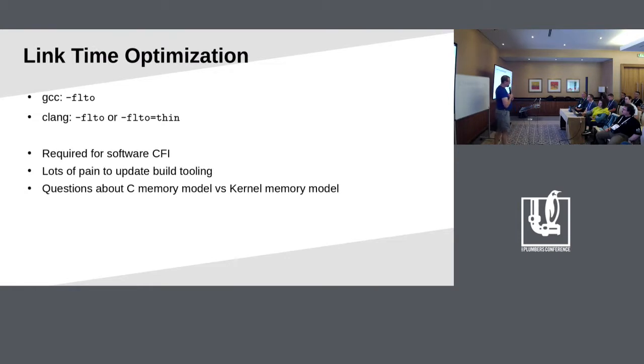Link time optimization, this is another one that works in both toolchains. It's required for control flow integrity because you need to have visibility across all of the functions simultaneously at one point. There's kind of a lot of pain in updating the build systems to support LTO because you have intermediate states, you don't have actual object files as you build. And there are still questions about the differences between C's memory model and the kernel's memory model. And there are some worries that those don't match, although no one has been able to provide a specific example.